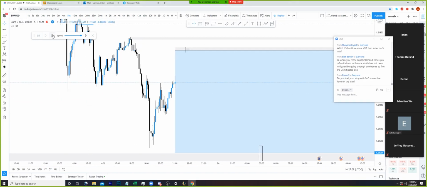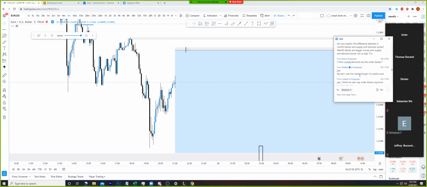Again, we'll keep playing this out here. You trail your stop with S&D zones that form on the way. Sometimes I aggressively trail, other times I just partial aggressively. Would do backtesting on your chosen pairs, including your spread. Well, all right, wait, let's go up here and go through some of the questions so we don't miss anything.